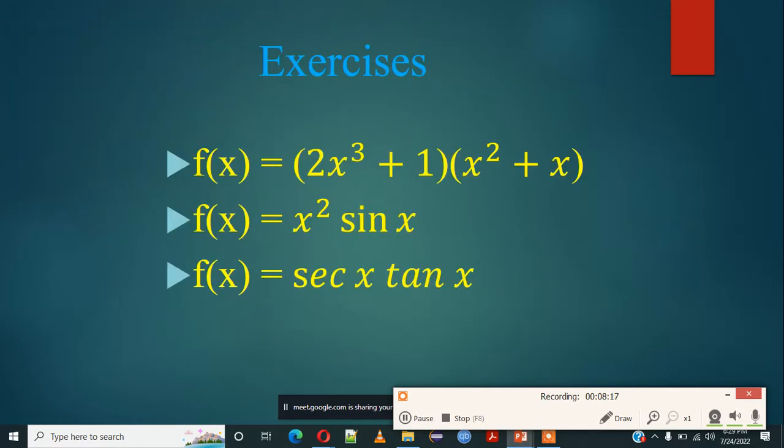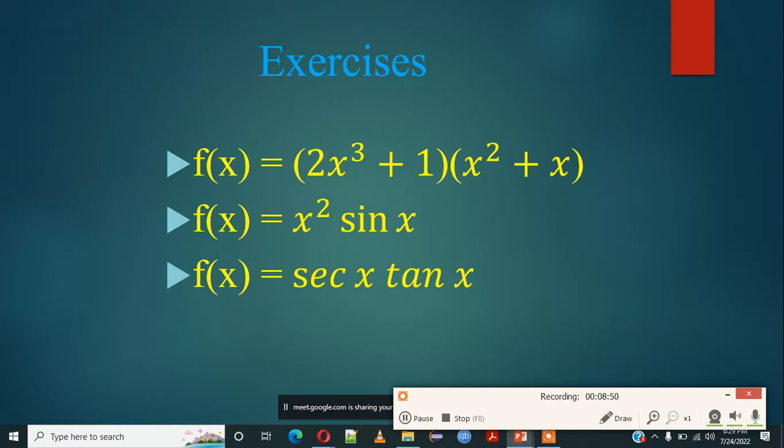Therefore, since you are now comfortably able to solve a given function that needs the product rule, these are the exercises that you are going to do, and I believe the class rep is going to collect the scripts so that you can look at them. Now, the first one is f(x) equal to (2x cubed plus 1) times (x squared plus x). That's one.